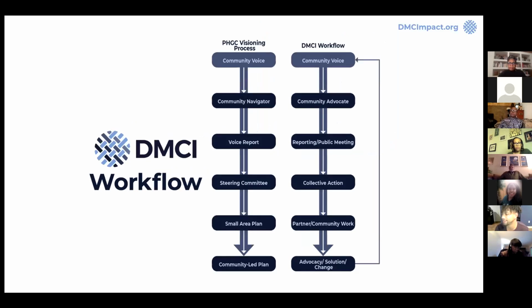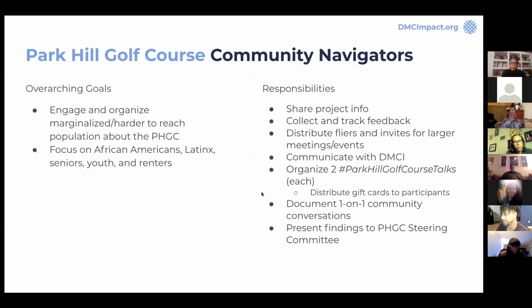What does that look like? This is the way that we envision the Park Hill Golf Course visioning process looking for us, in reflection of that workflow. Same thing here. Of course, you get the name change of the community navigator. You get a voice report, which is what we're going to be providing from this process, and that'll be delivered to the steering committee, as well as the decisions that come out of that, and the other things that are going on to create the solution or future that we have all decided upon, right?